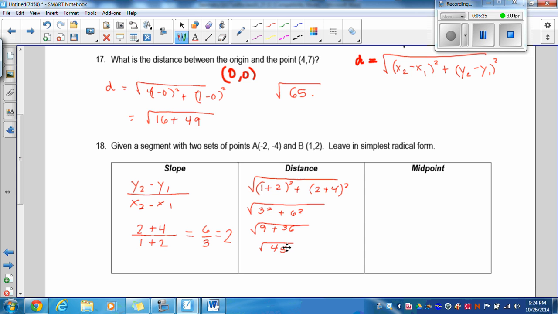And the directions did say be sure to simplify, so I am going to factor this into 9 times 5, or 3 times 3 times 5. So I have a pair of 3's under the radical, so the 3 is going to come out, and so that simplifies to be 3 square roots of 5.